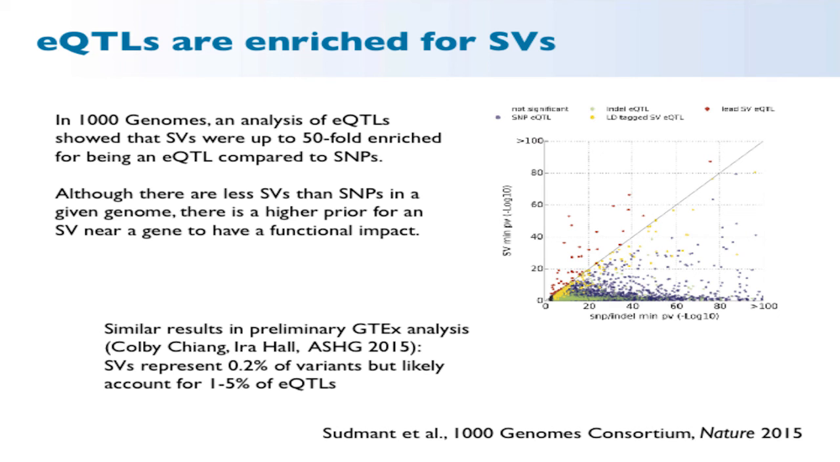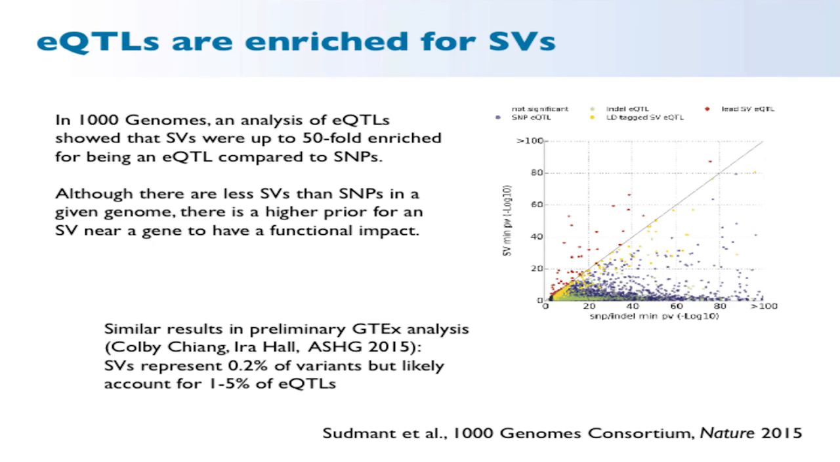But the thing is that there's many fewer SVs than SNPs. So if you look at it on a variant by variant basis, in the 1,000 Genomes data, they find that SVs are almost 50-fold enriched for being an eQTL compared to a SNP, as long as there's an SV in the vicinity. Altogether, SVs are maybe something like 3% of the eQTLs. But because there are many fewer SVs, this is actually a tremendous enrichment.